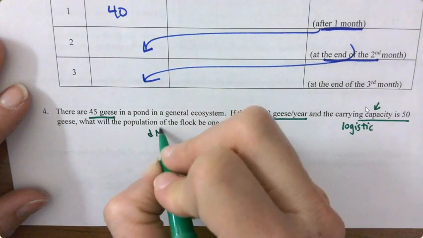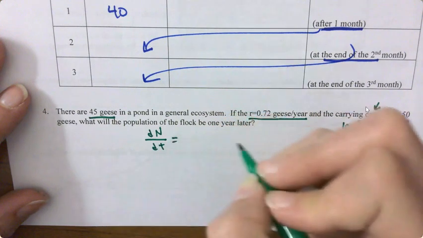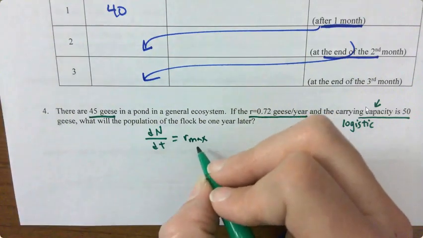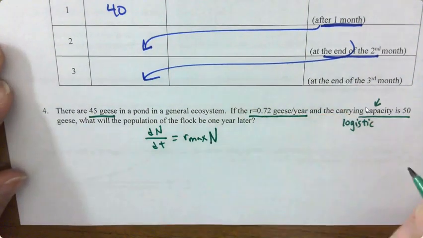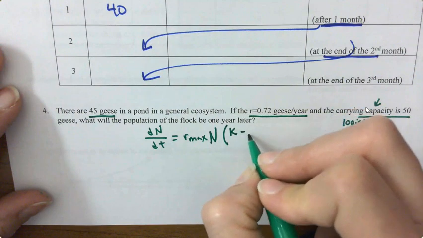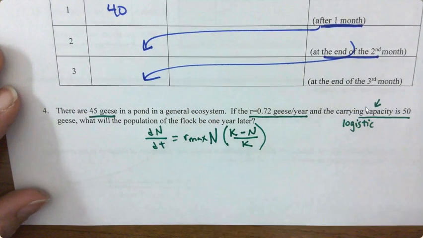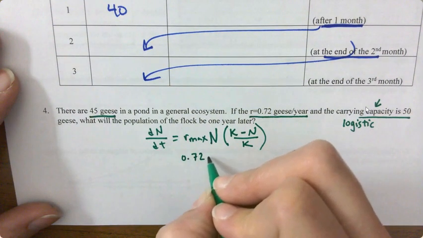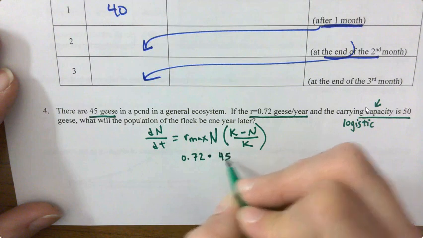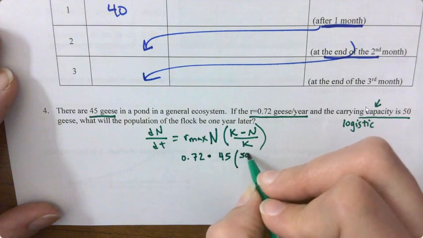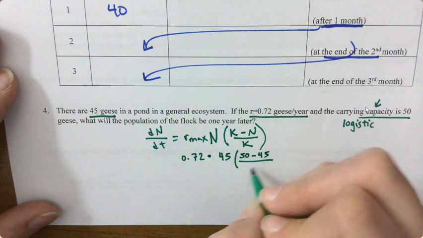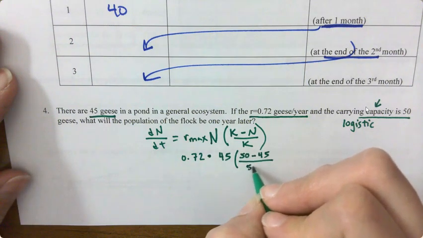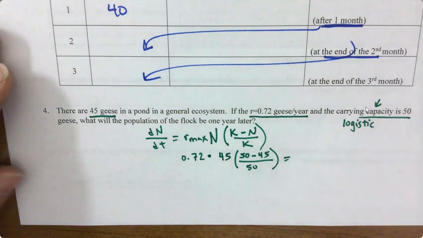So again, we can write our equation. The amount of population growth equals R max, the population growth rate, times N, the population size, and then we're taking into account the carrying capacity, right? So R max is 0.72 times the population size, 45, times the carrying capacity minus the number of organisms in the population over the carrying capacity. So I'll give you a second to calculate that.